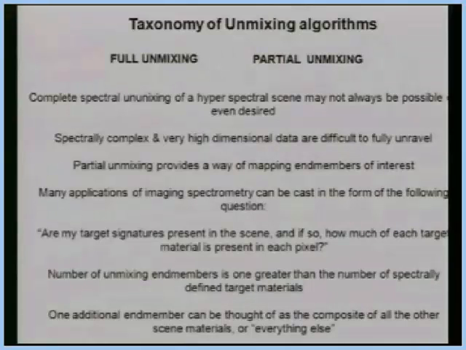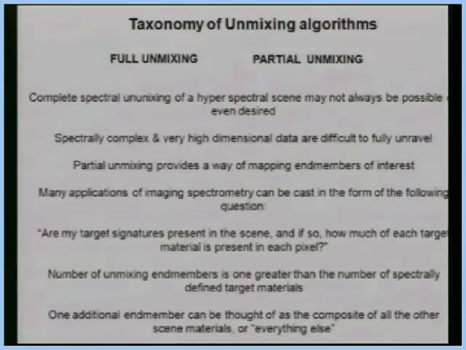Second thing is, when we talk of unmixing, is it really necessary to do a complete unmixing of a hyperspectral scene? Is it possible or is it even desired? Spectrally complex and very high dimensional data are very difficult to unravel fully. The optimal way is to go in for partial unmixing, which provides a way of mapping the endmembers of interest.